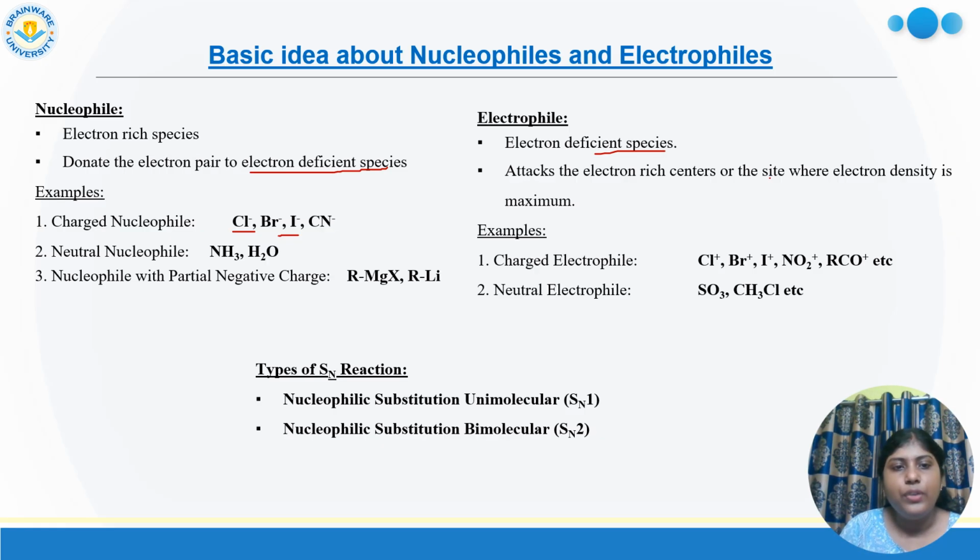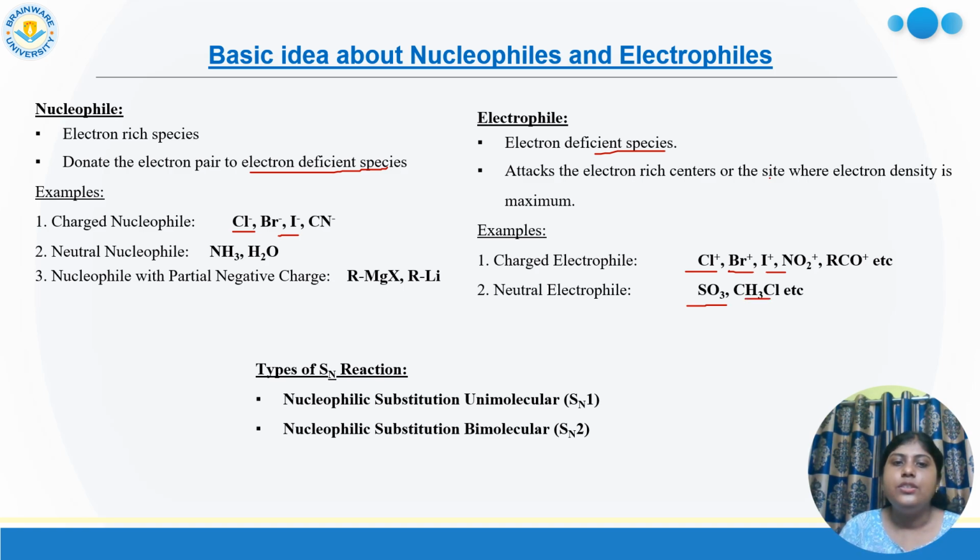Now, nucleophiles with partial negative charge: RMgX, where R minus is the nucleophile. Alkyl lithium, where this R minus is the nucleophile. Similarly, some examples of electrophiles are Cl plus, Br plus, I plus. So all the electron-deficient elements are electrophiles. Some neutral electrophiles are SO3, CH3Cl, etc.